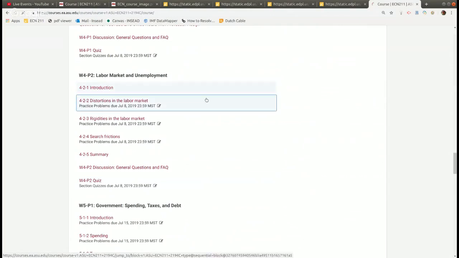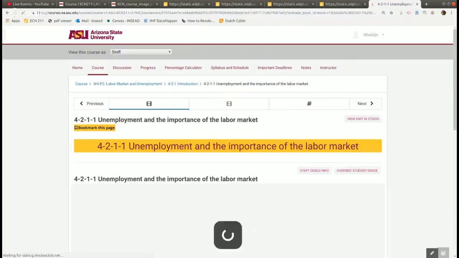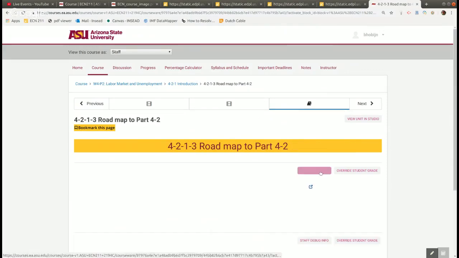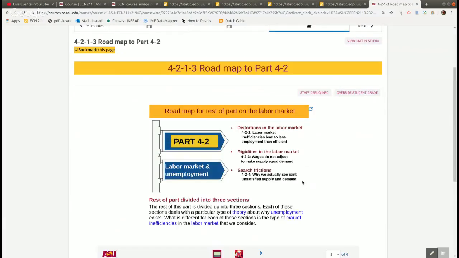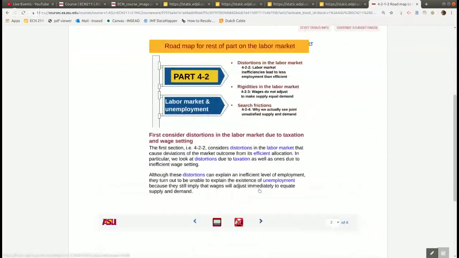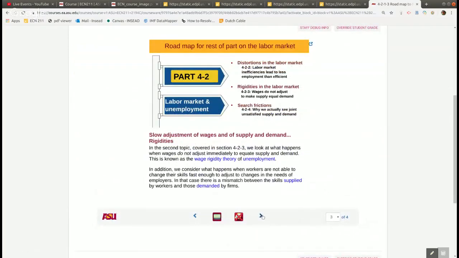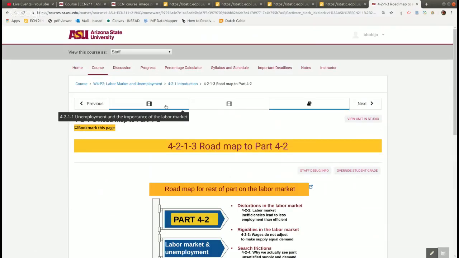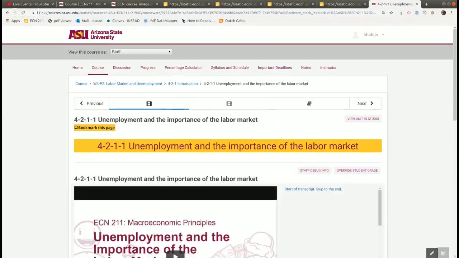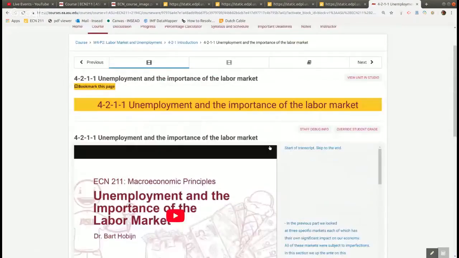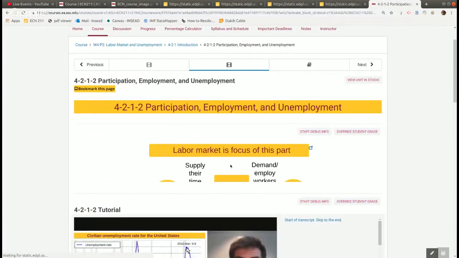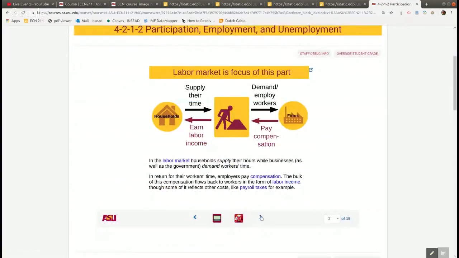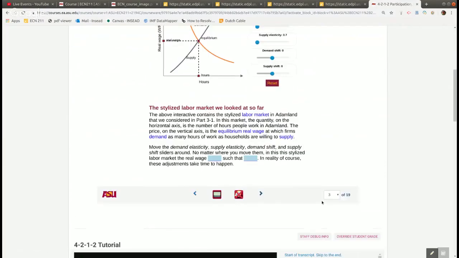So I can open the introduction for part 4 for you. But really what we're looking at is basically thinking through why is there unemployment? And it's actually in this section. So we look up the unemployment rate for you.